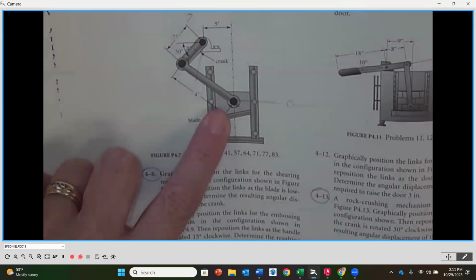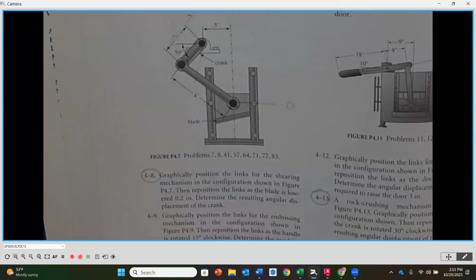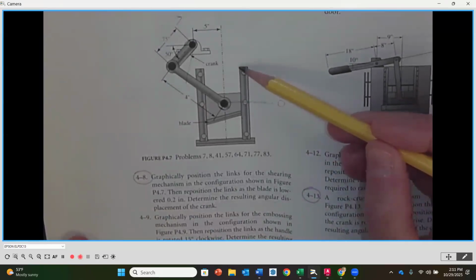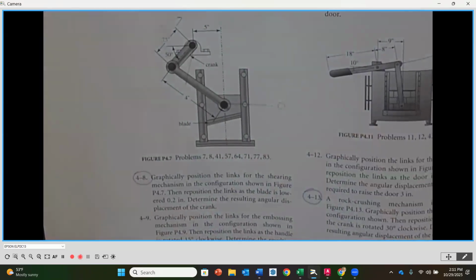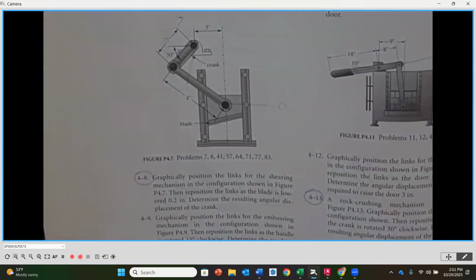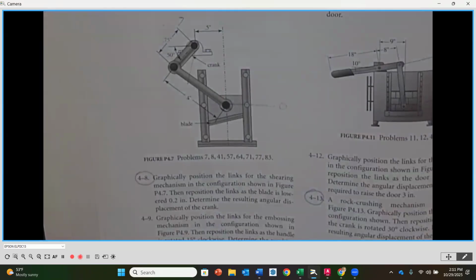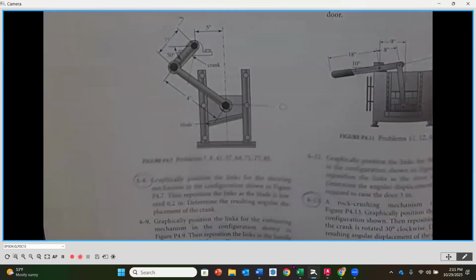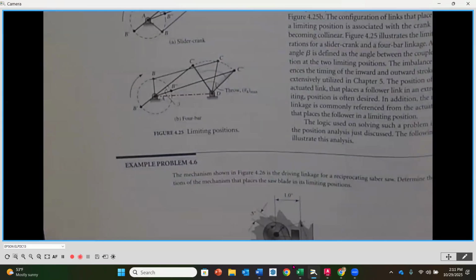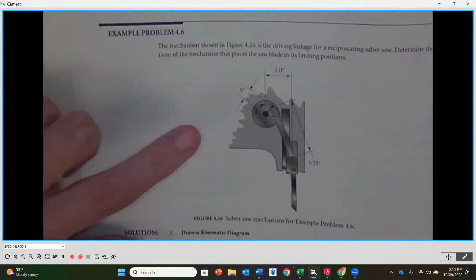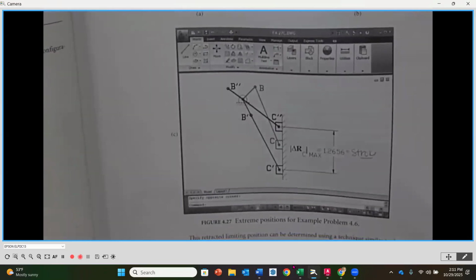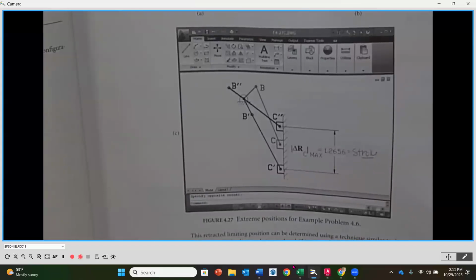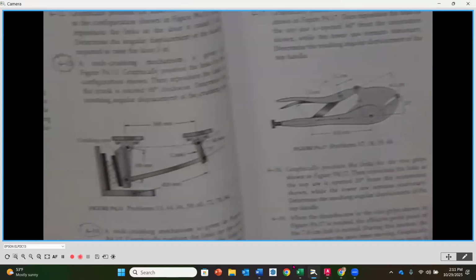Okay. So then here, what's going to happen is you're going to find out how high this is going to go and how low that's going to go and what the stroke would be of those two. These first two problems are going to be like example 4.6, where we found the highest and the lowest positions. These are sliding crank mechanisms. So those are going to be like that first example.